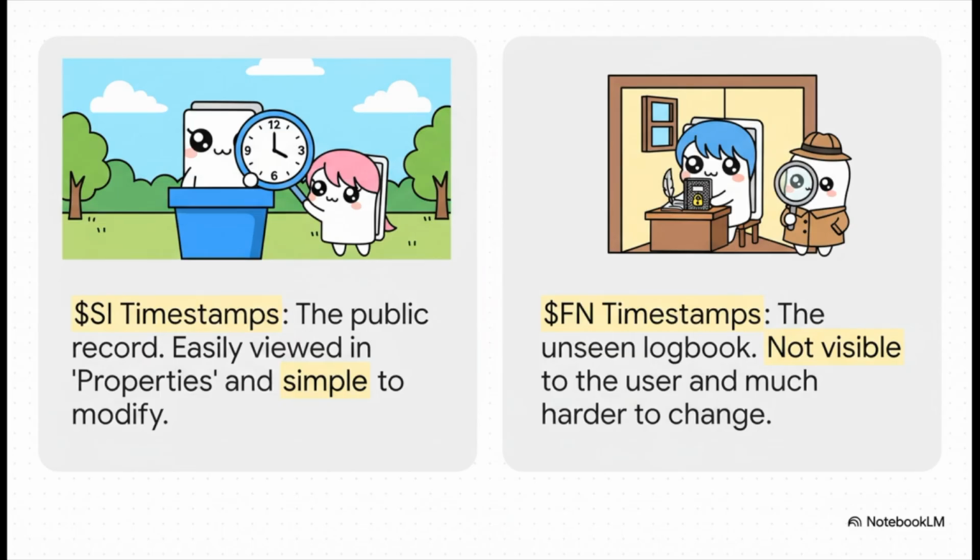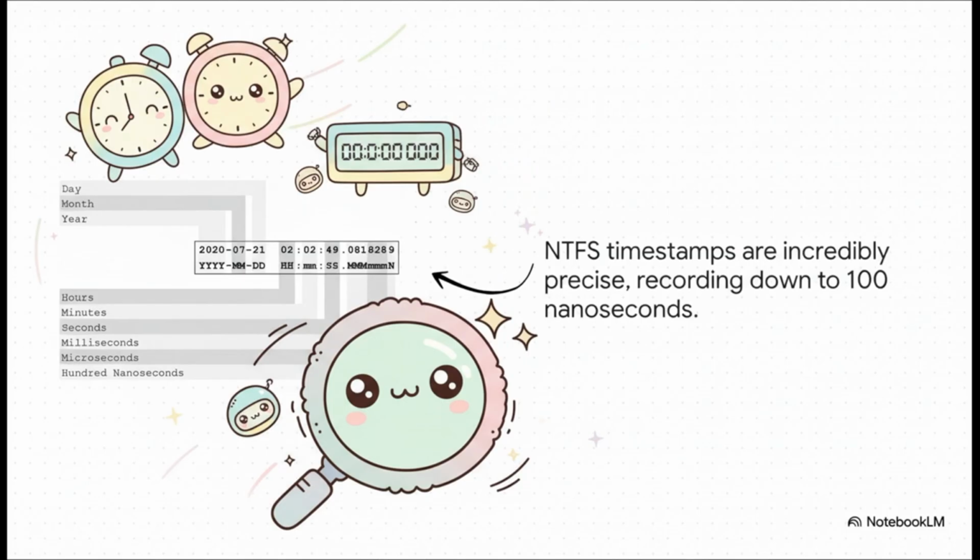That's what you see when you right-click and hit Properties. And frankly, they can be changed pretty easily. But the timestamps in the file name attribute, that's the secret unseen logbook. You can't see it, it's way harder to mess with, and for an investigator, that's often where the real truth is hiding. And get this, the precision here is just staggering.